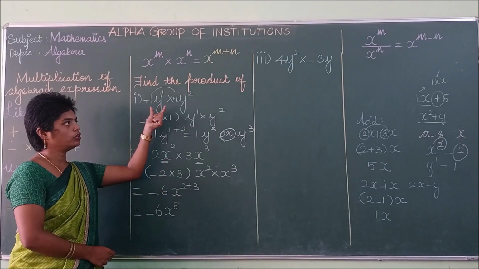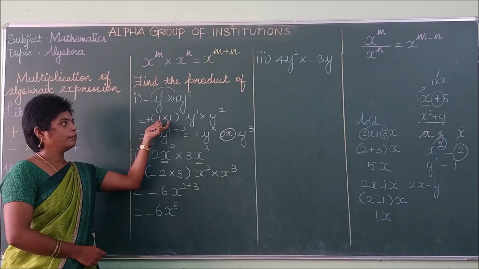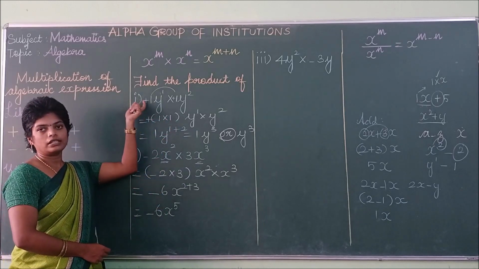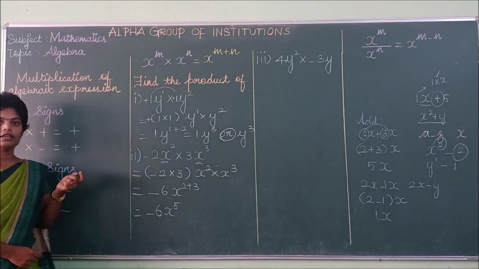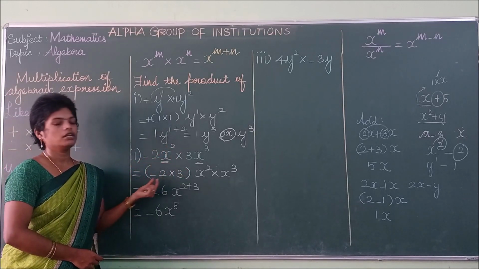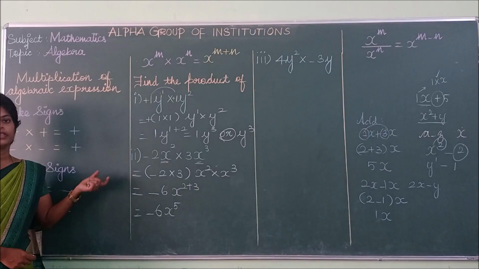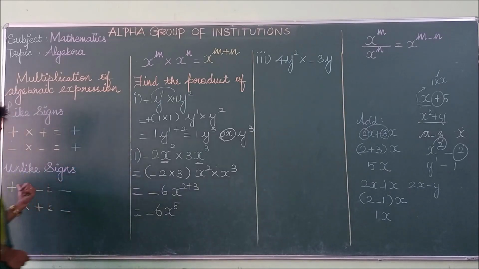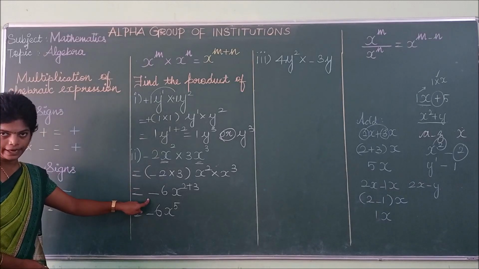In this problem both the coefficients are 1. So you can multiply 1 into 1, and both the signs are plus, so you can simply write the plus sign. But here the coefficients are minus 2 and 3, so you have to combine those. Multiplying using this rule, minus into plus is minus. So you have to put the minus sign.